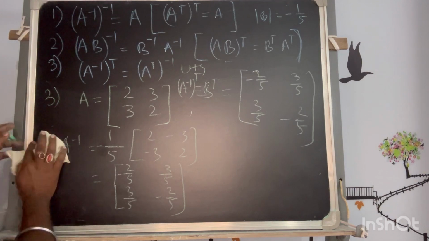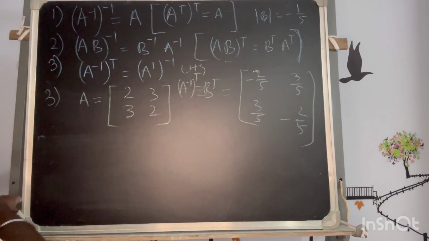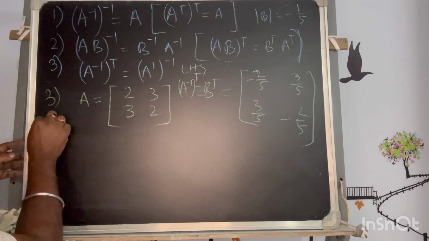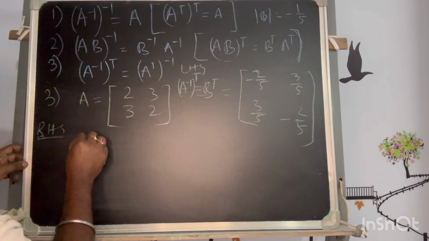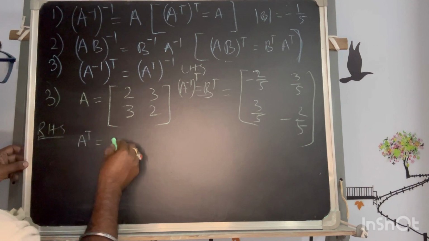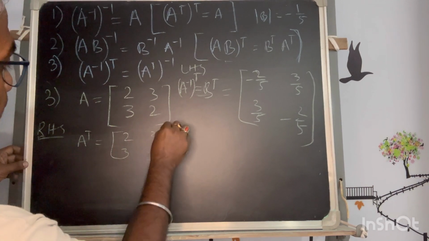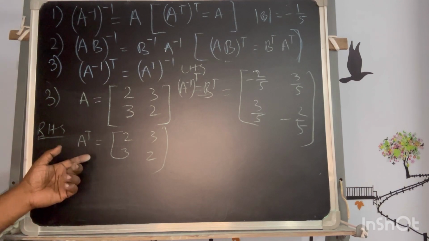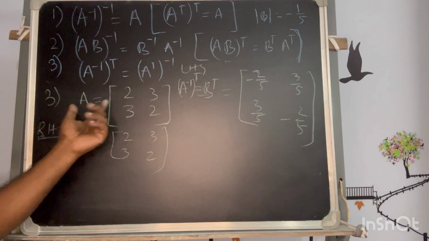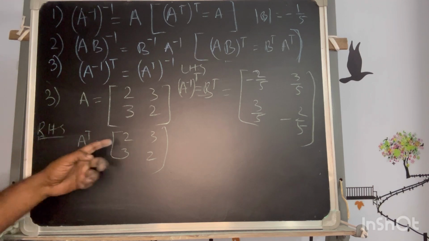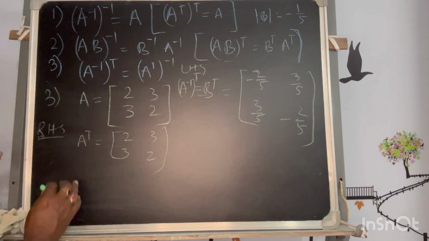Okay, so now we will do the other part, that is the right hand side. Right hand side, what is my first operation? A transpose. So I will get the A transpose first. So A transpose is equal to 2 3 3 2. Now exactly from this example you can understand, as A and A transpose do not change for this case, that definitely the answer will come, or you need to calculate.